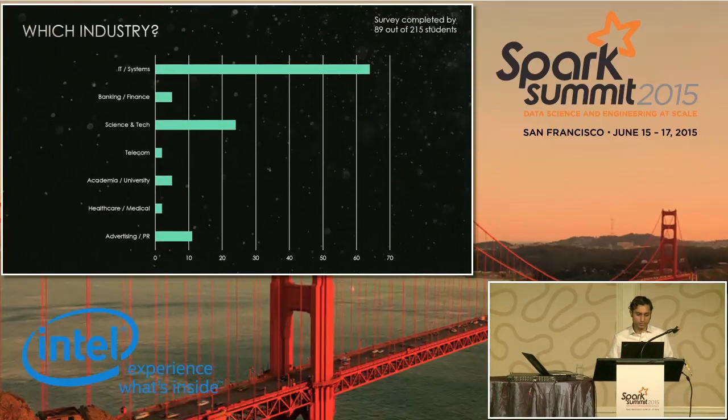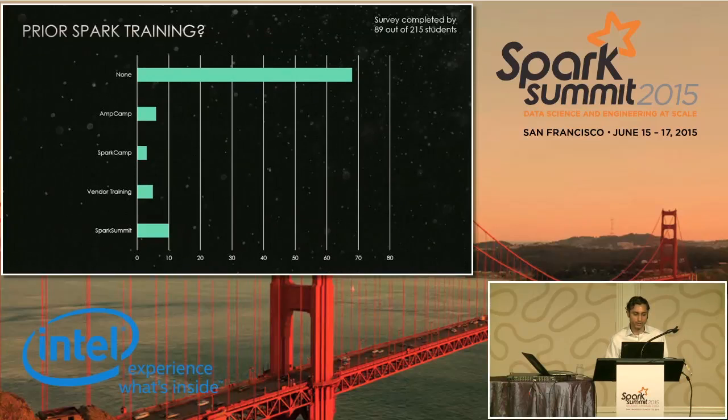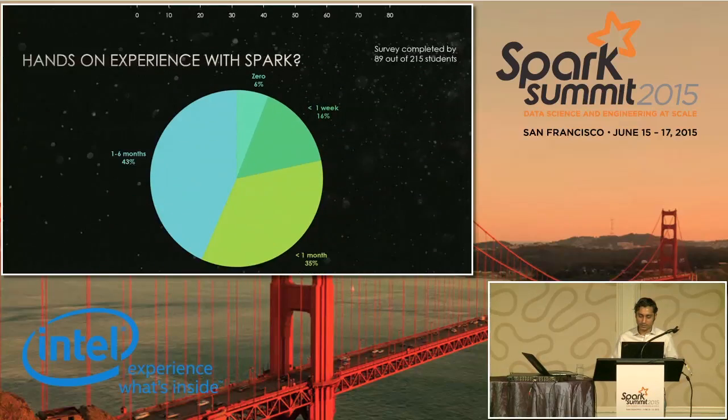These are the industries you guys work in. Most of you work in IT or systems type of work. Some people more in science and technology research type of stuff. Prior Spark training: almost no one here has taken professional Spark training before, so it'll be most people's first time.